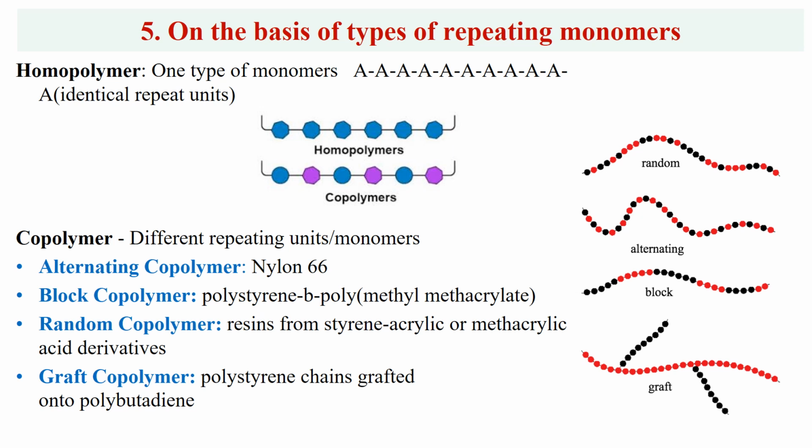On the basis of types of repeating units or monomers, there are two classifications. Homopolymers, as the name shows, these polymers consist of only one type of monomer. The common example is polyethylene. As the diagram shows, there is only one type of monomer.